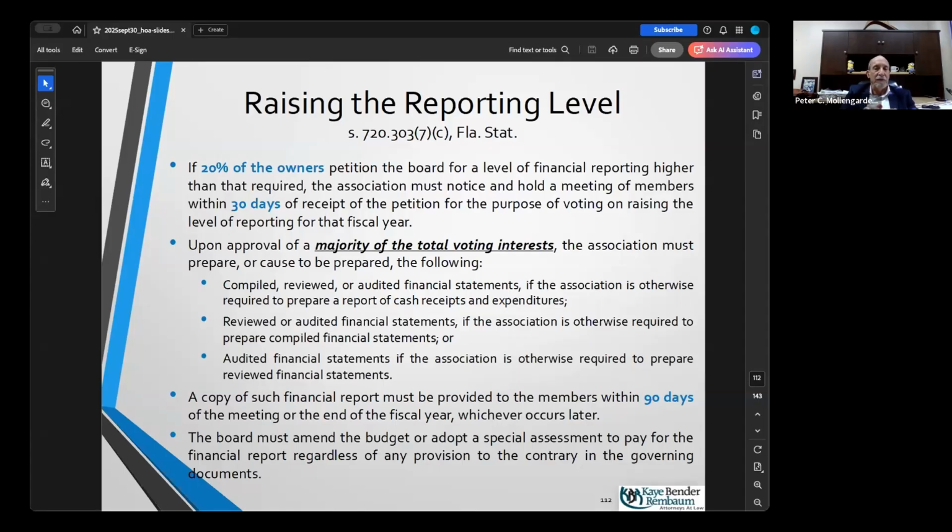A copy of that financial report must be provided again within 90 days of the meeting or the end of the fiscal year, whichever occurs later. The board must amend the budget or adopt a special assessment to pay for the financial report regardless of any provision to the contrary in the governing documents. So if the owners want an audit and they vote it in, then the association must budget or levy an assessment to pay for that.